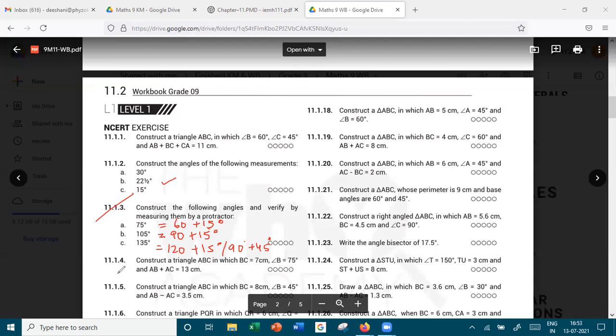Whatever I'm telling are just small tips, mostly used as parameters to reduce your marks. So just keep all these things in mind so that you don't lose any marks in this chapter.